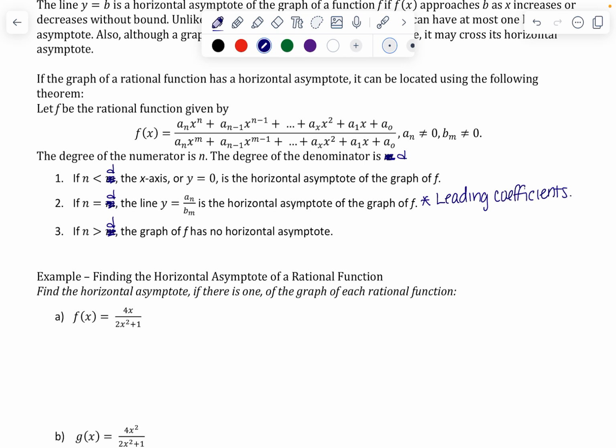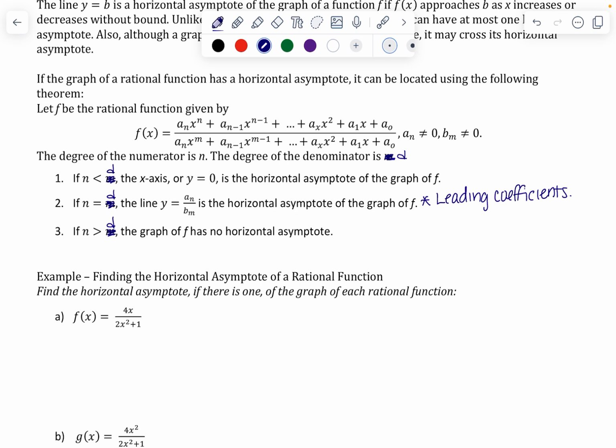Looking at the leading coefficients, if the degree of the numerator is greater than the degree of the denominator, the graph has no horizontal asymptote. It has an asymptote called a slant or oblique asymptote. And for time's sake, we're going to skip over that.